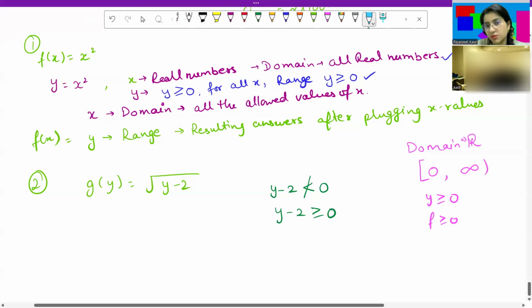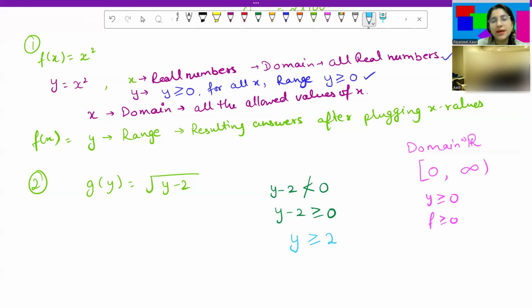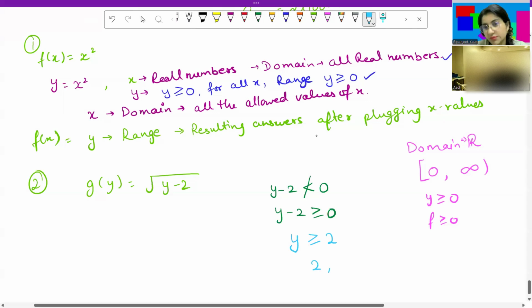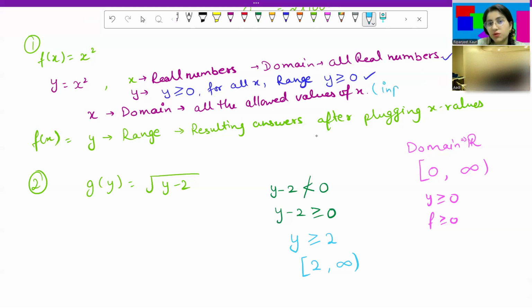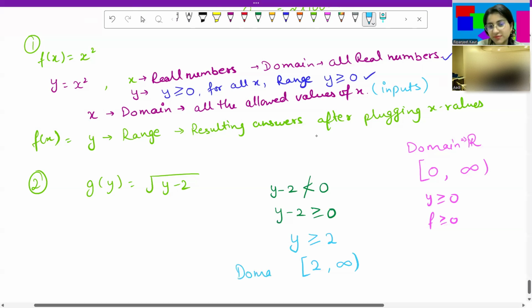If this is greater than or equal to 0, that means all the y values that we are going to plug in should be greater than or equal to 2, right? All the values greater than or equal to 2 will start from 2 and extend till infinity. So this comes out to be all the values that we can plug in here, all the values that are our inputs. What do we call them? The x values, our domain.